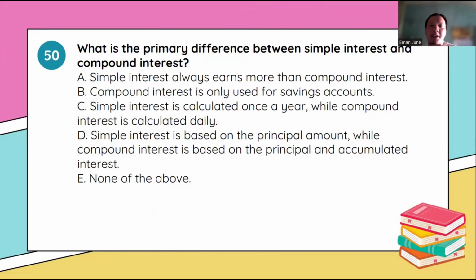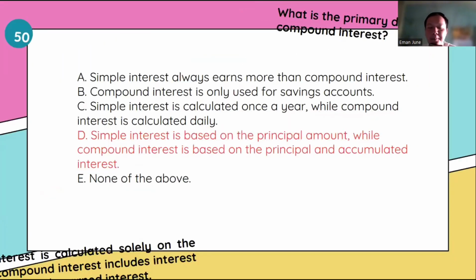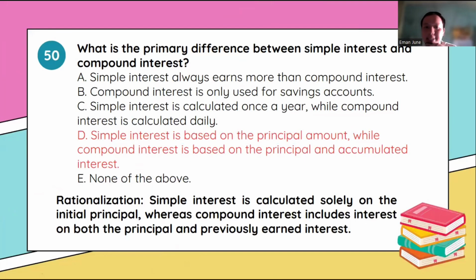So the answer for the last question, question 50, is letter D, simple interest is based on the principal amount while compound interest is based on the principal and accumulated interest. So why is that? Simple interest is calculated solely on the initial principal, whereas compound interest includes interest on both the principal and previously earned interest. So the answer for the last number 50 is letter D.